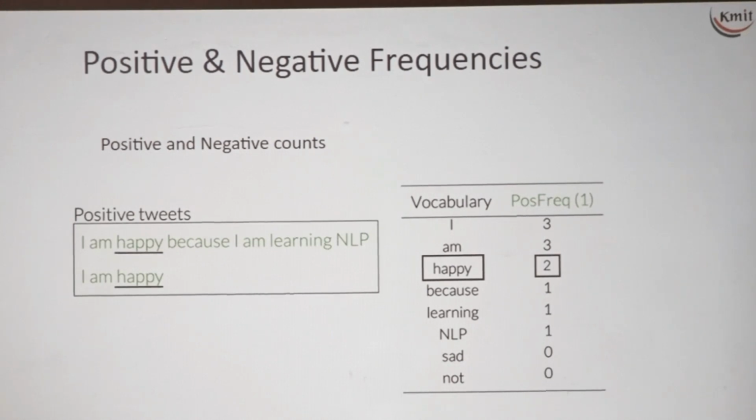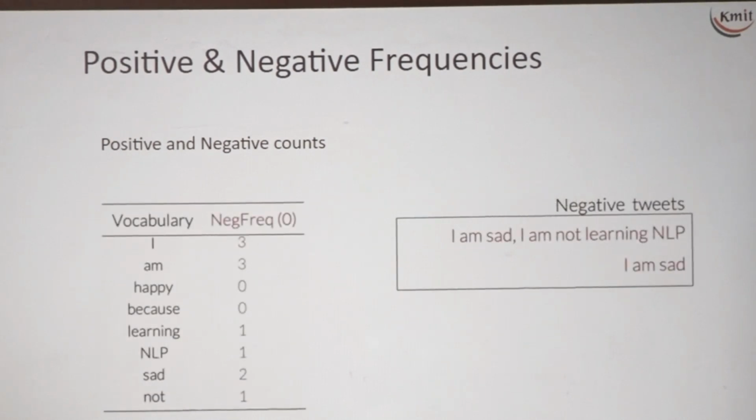Similarly for the rest of the words. "I" appeared 3 times, "am" appeared 3 times, "sad" and "not" 0 times. Why? Correct. Those are tokens in the vocabulary, but they did not appear in the positive tweets. So for each word in the vocabulary, I am calculating the number of times that word occurred in positive tweets. The same thing I am going to do across negative tweets: vocabulary frequencies.